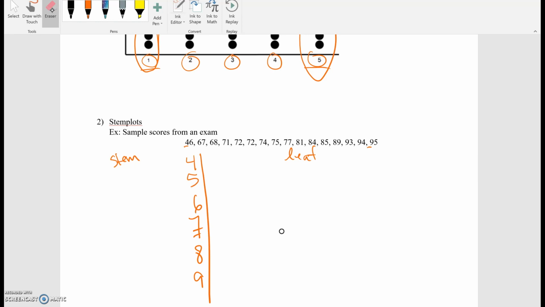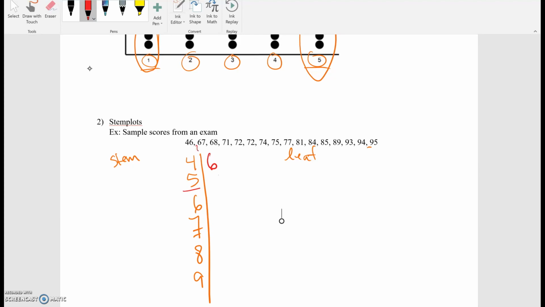So in this case, for 4, there's only one number, which in this case is going to be a 6. Okay, so I'm going to write down the number 6. Let me draw it in a different color. Okay, so this is going to be the number 6. Now for 5, notice that there's no 50s in there, so that one's going to have nothing.